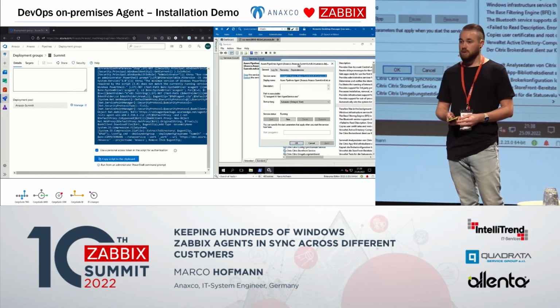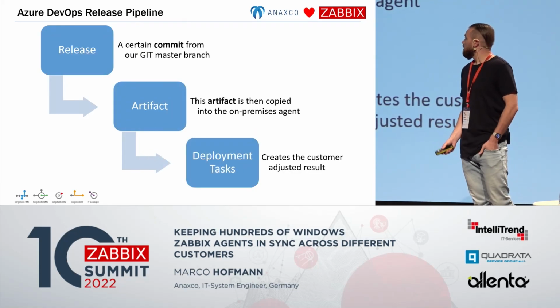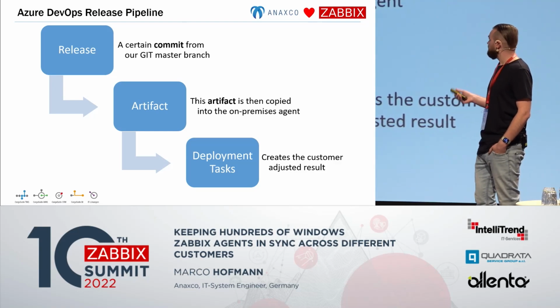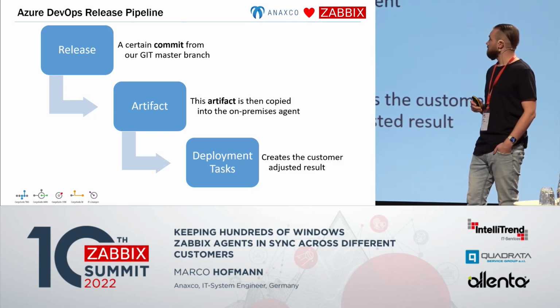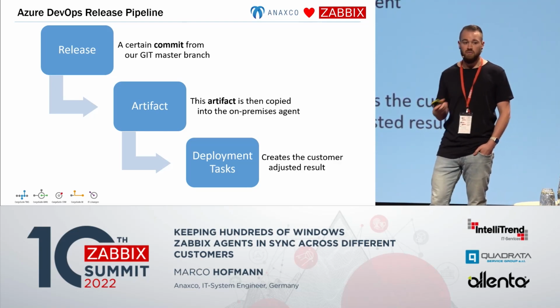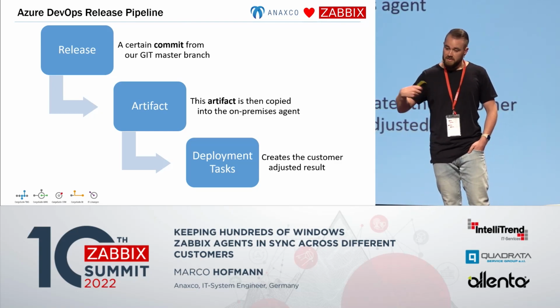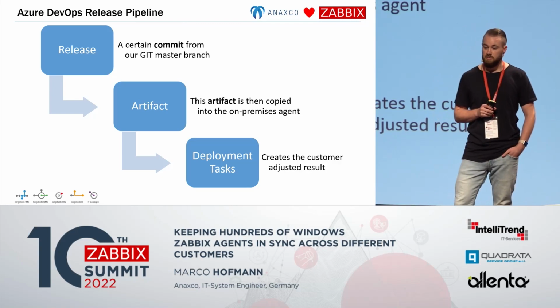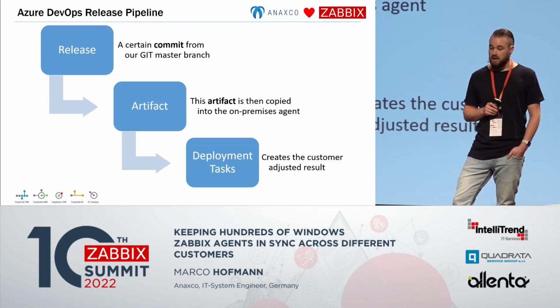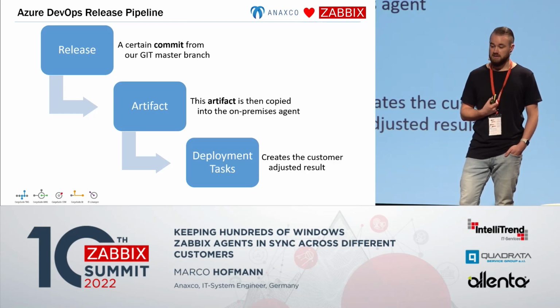So the third tool from Azure DevOps is the release pipeline. A release is always based on a commit from our Git master branch. This is then called an artifact, which is copied over into the on-premises agent. And inside the agent, the deployment task will be executed against our cached artifact to create a customer-adjusted result.